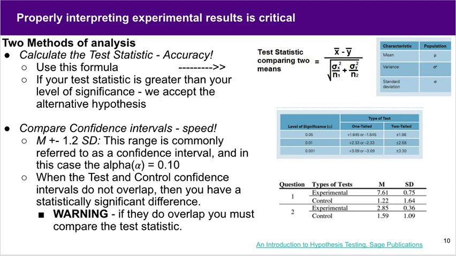So for question 1, you can see that these means are a mile apart and their standard deviations are not huge. You can quickly do this math in your head and say that, yeah, these results are statistically significant. It's easy math to do.